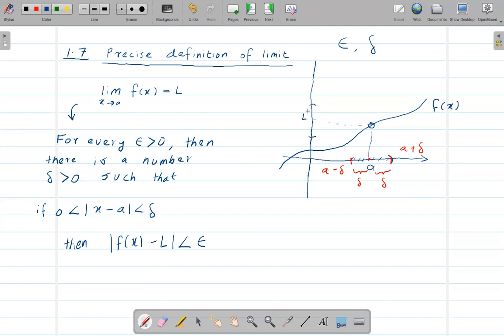Now the epsilon is going to be on the y-axis, so there is going to be another interval. From L to here, this is epsilon. From this point to this is also epsilon. So this point is L plus epsilon, and this point is L minus epsilon. That means this f of x is approaching towards L, and the absolute value of f of x minus L must be less than epsilon.